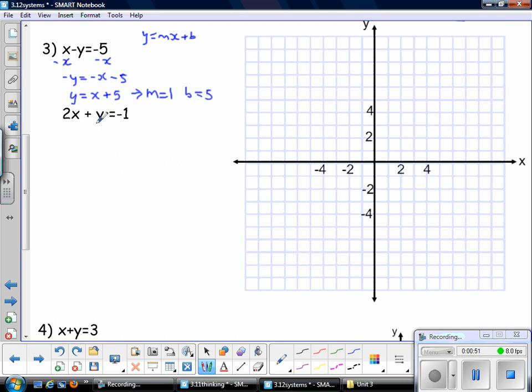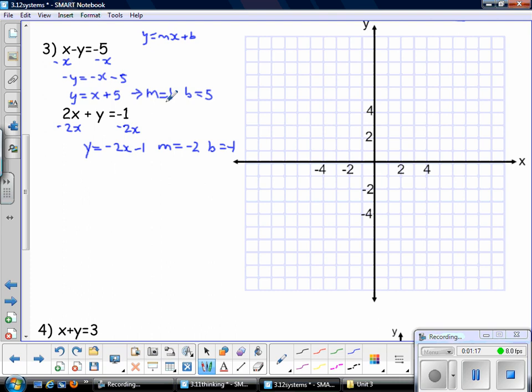The next one, I'm going to subtract 2x from both sides. And I end up with y equals negative 2x minus 1. So in this case, my slope is negative 2, and my y-intercept is negative 1. So back to the first question.